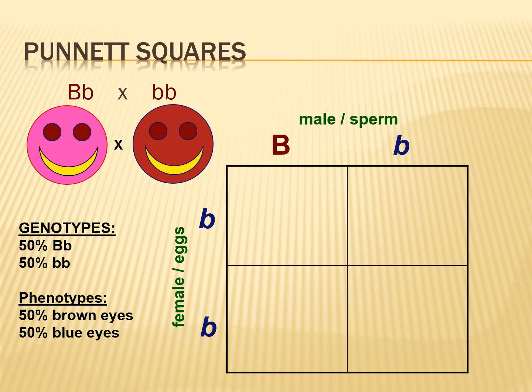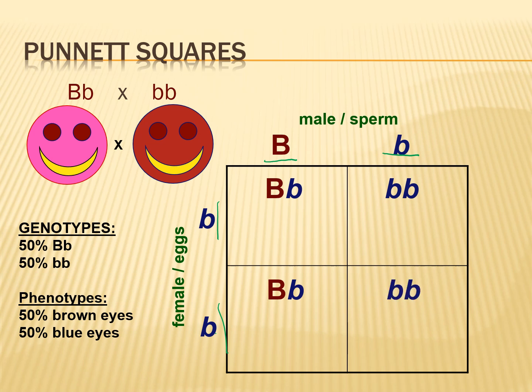So these would be your crosses. So here's the man who's heterozygous. Here's the female who's homozygous recessive. And so when you fill in your Punnett square, this would be big B, little b. This one would be little b, little b, big B, little b, little b, little b.